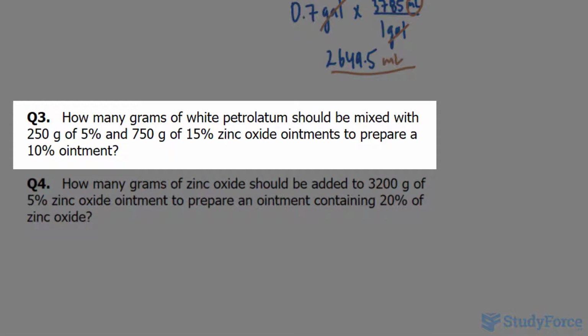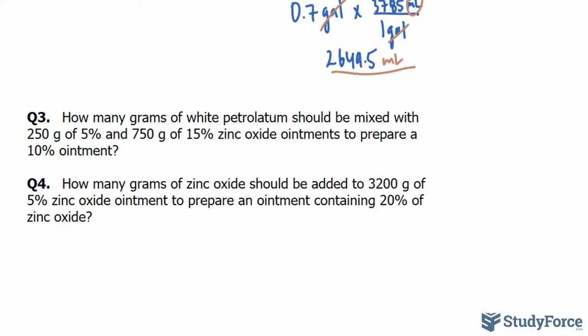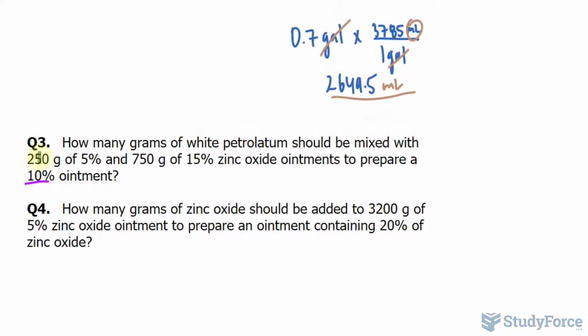In question 3 it reads, how many grams of white petrolatum should be mixed with 250 grams of 5% and 750 grams of 15% zinc oxide ointments to prepare a 10% ointment? Now, in case you don't know, petrolatum is essentially petroleum jelly, and it is used as a filler for the substances. What I will do to tackle this problem is find out first how much active ingredient is found in each of these individual solutions.